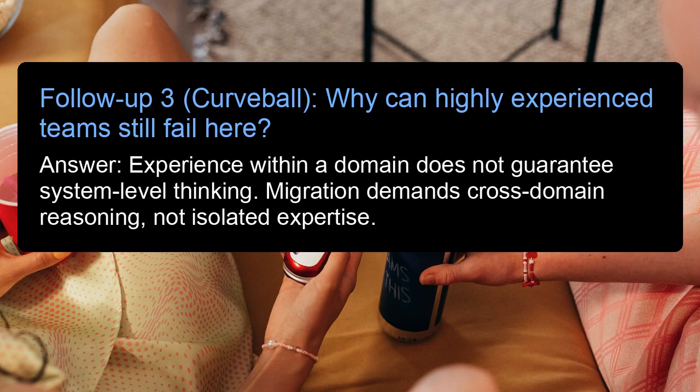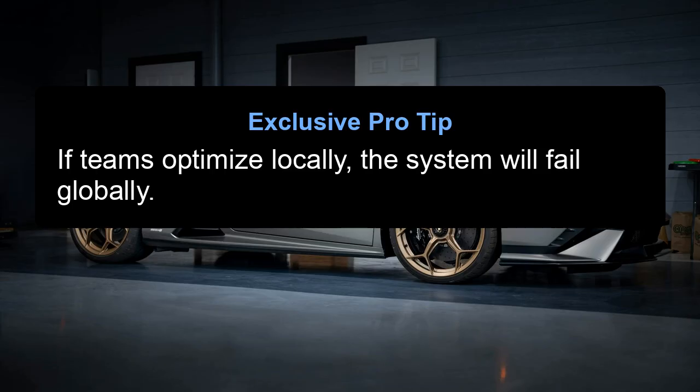Follow-up 3. Curveball. Why can highly experienced teams still fail here? Answer: experience within a domain does not guarantee system-level thinking. Migration demands cross-domain reasoning, not isolated expertise. Exclusive pro tip. If teams optimize locally, the system will fail globally.